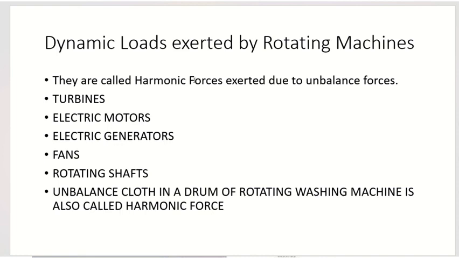Dynamic loads are also exerted by rotating machines. When you keep some machines on top of structures, they induce a lot of forces. They are called harmonic forces, due to the unbalanced forces from the movement of the machines, such as turbines, electrical motors, and electrical generators. Sometimes we keep electrical generators on top of buildings, and also fans, rotating shafts, and unbalanced cloth. For example, unbalanced cloth in the drum of a rotating washing machine is also called harmonic motion.